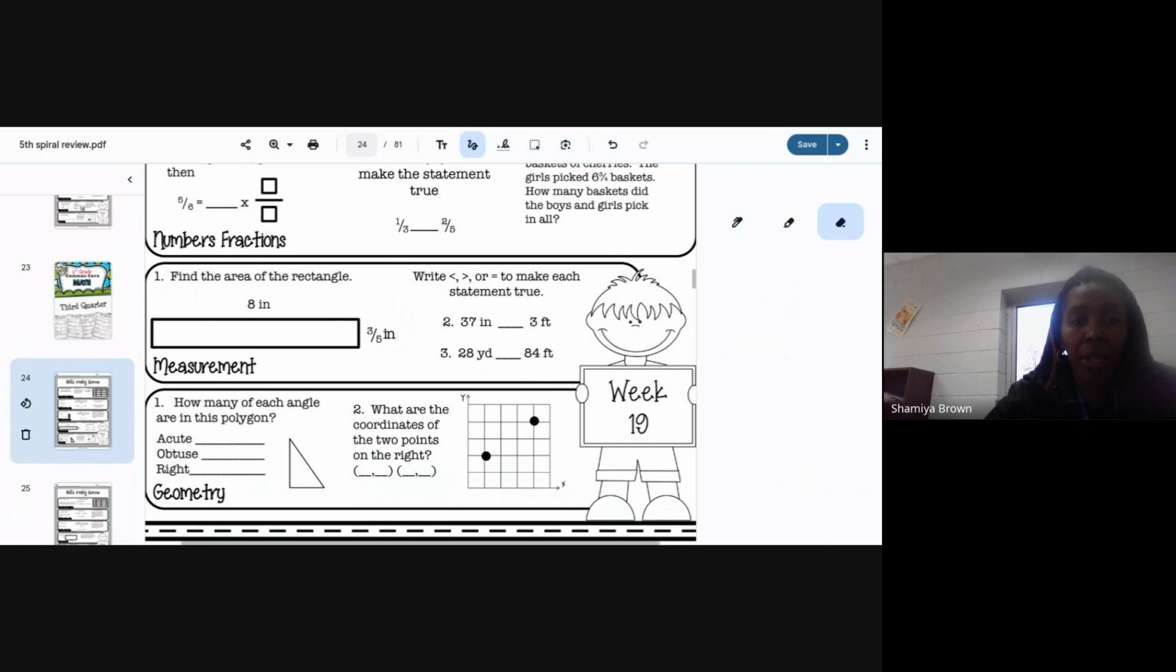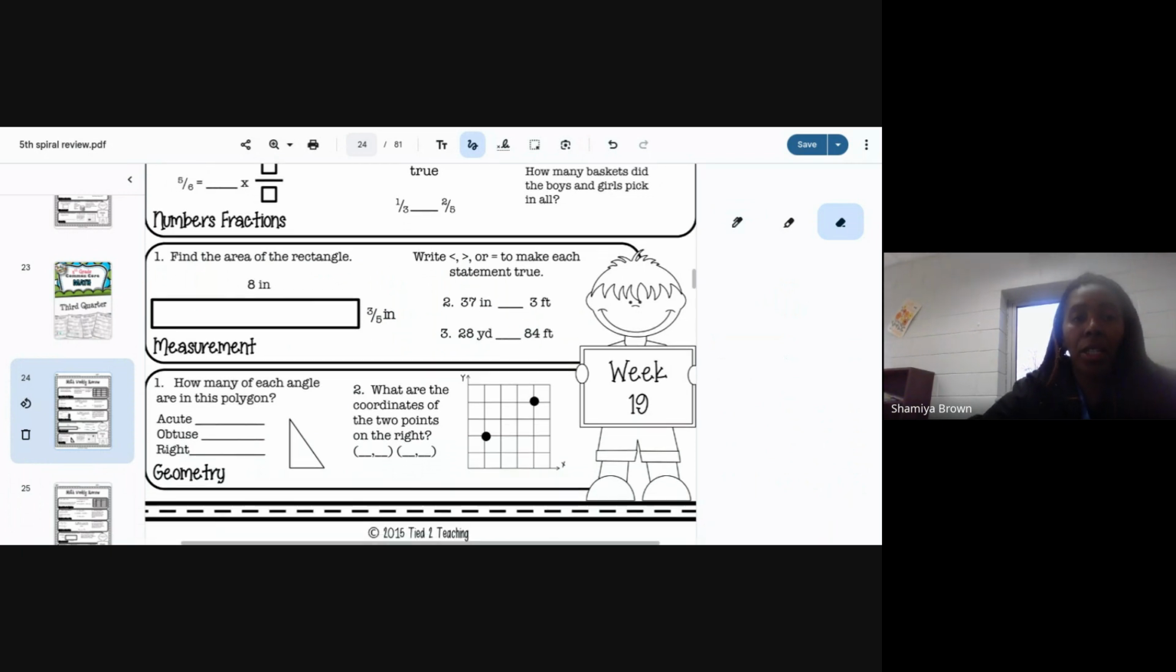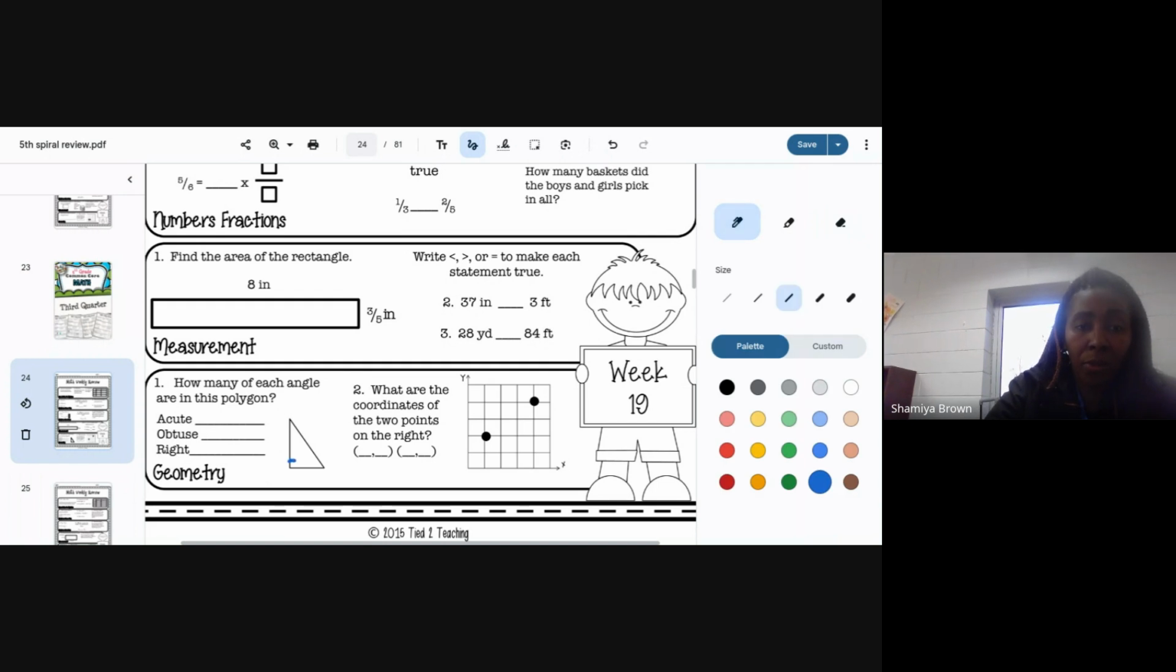All right, it says how many of each angle are in this polygon. So I'll have a polygon here, and they want to know how many acute angles, how many obtuse angles, and how many right angles I have in here. So for acute, this is an acute angle here. This is also an acute angle here. So I have 2 acute angles. I have 0 obtuse angles because none of these angles are wider than 90, sorry. But I have 1 right angle because this right here is a right angle. So that means 1 right angle, 2 acute angles, 0 obtuse angles.